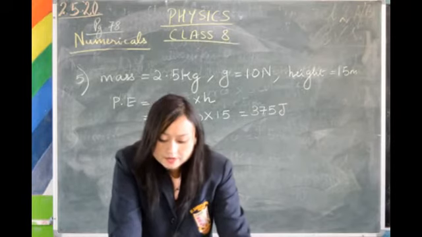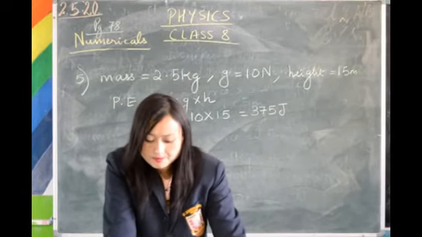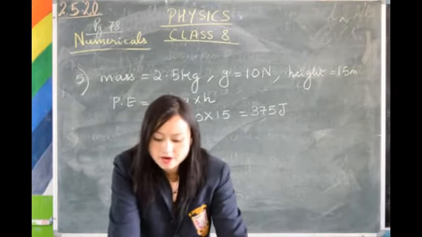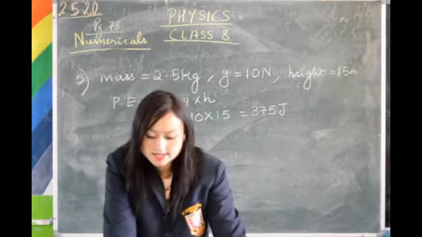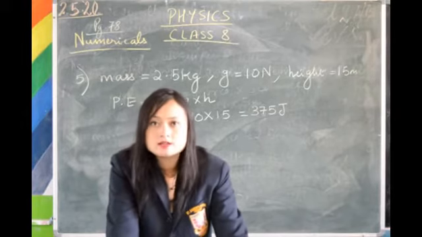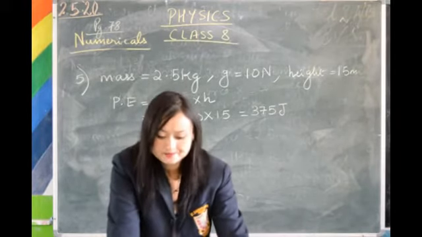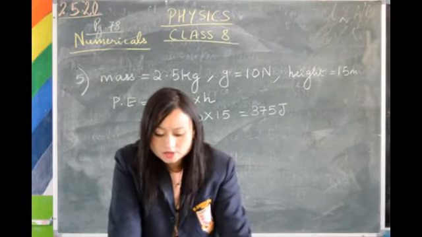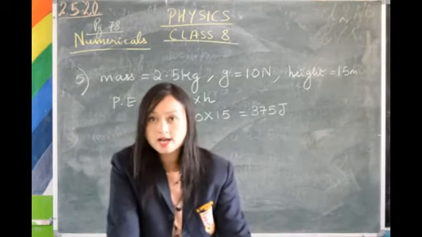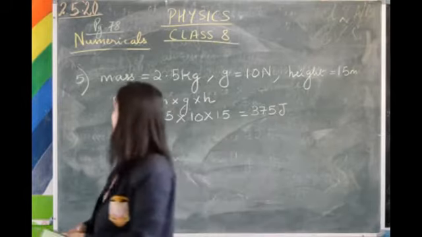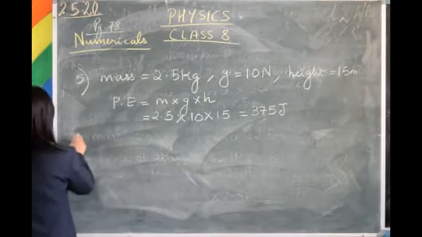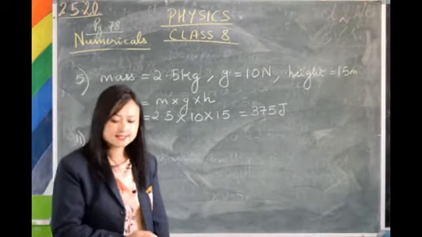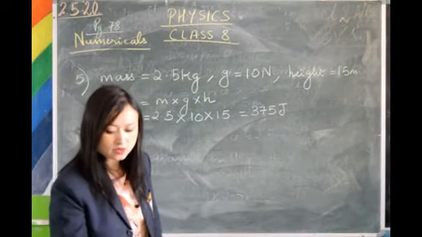Number 11 says, a pump raises water by spending 4 into 10 to the power 5 joule of energy in 10 seconds. Find the power of pump. Okay, so we have to calculate the power here. The question says, how much energy has been used? What's the formula for pump power? The formula for power is work divided by time.